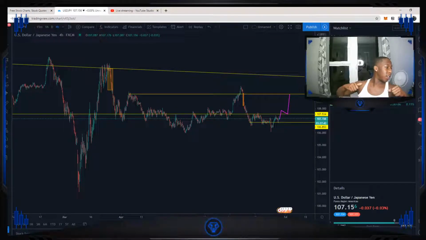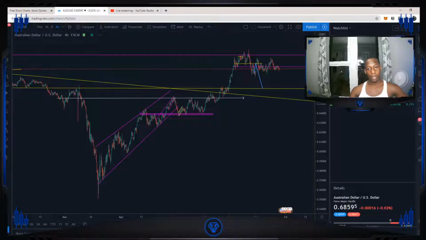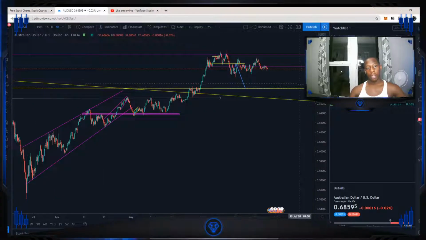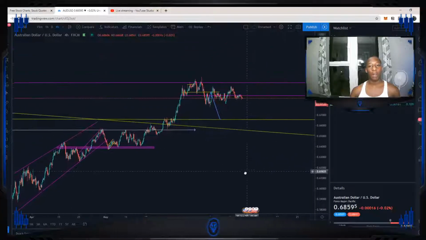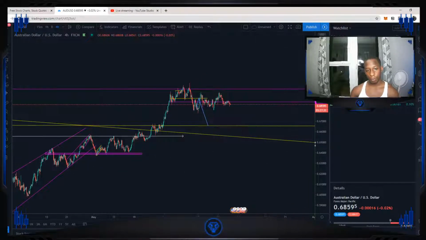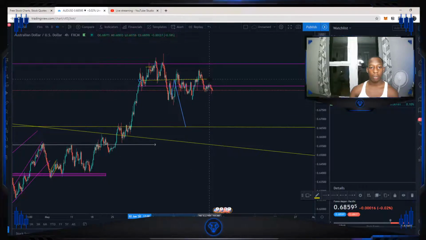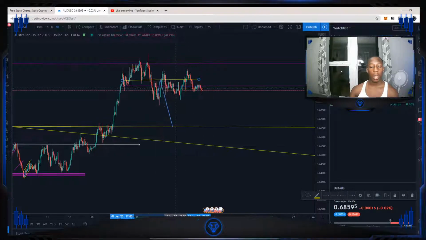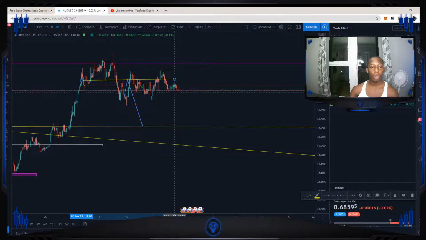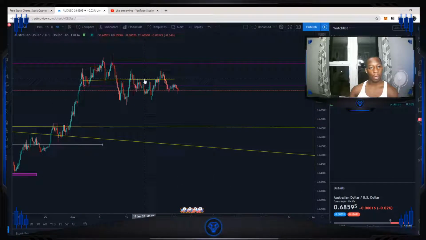Is there any other currency pairs that you guys want me to go over? I'm gonna go over AUD USD right about now, because AUD USD hasn't quite played out. So obviously, I said it was gonna retest the level. It broke just above that level, then it continued to the downside. So now it looks like it's forming a bear flag.